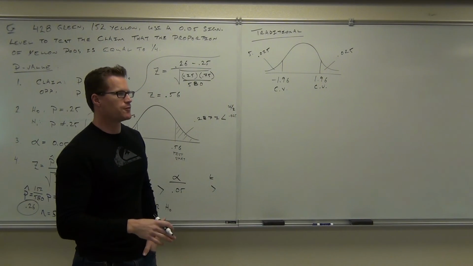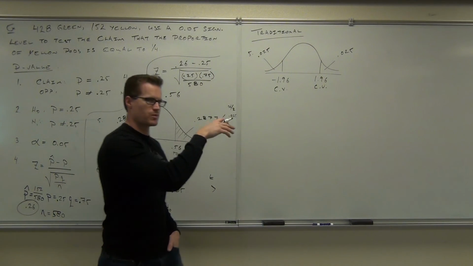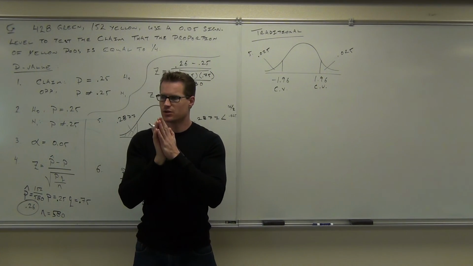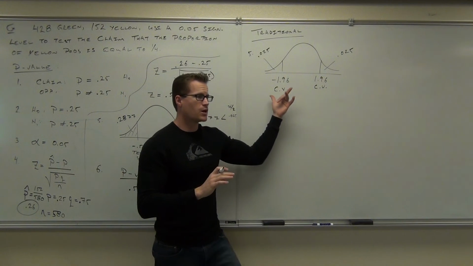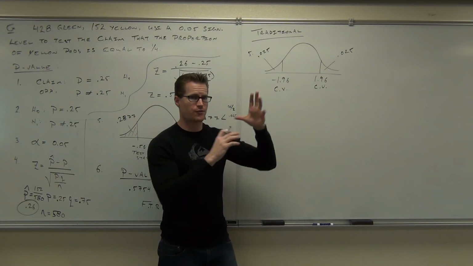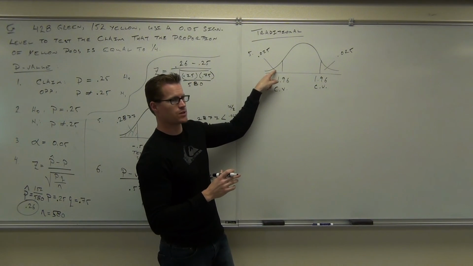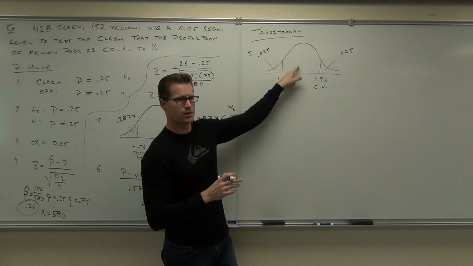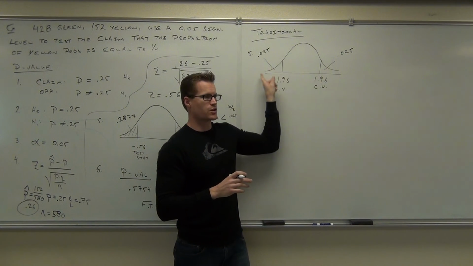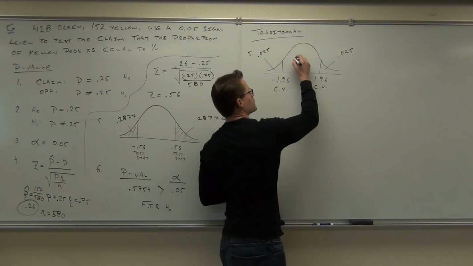After step number 5, we compare now with the traditional method the test statistic to that picture. We got to determine where the rejection regions are and where the fail to reject region is. Which one is the fail to reject region? Is this the fail to reject region? How about this one? No, these are your rejection regions. That's the fail to reject region.